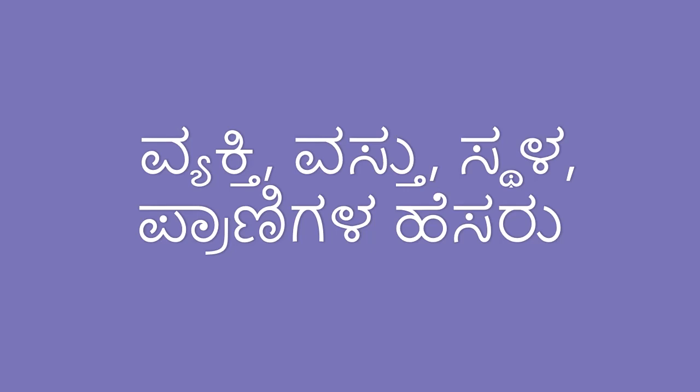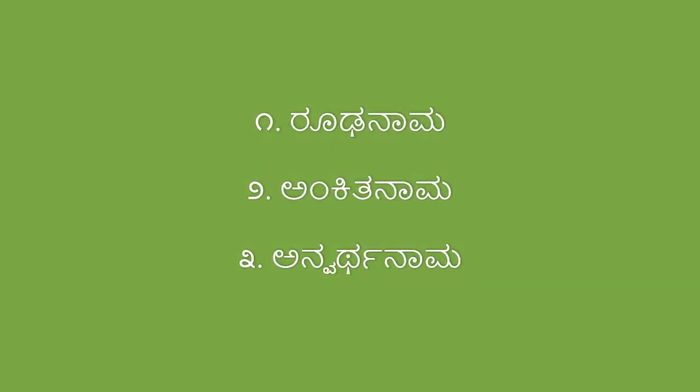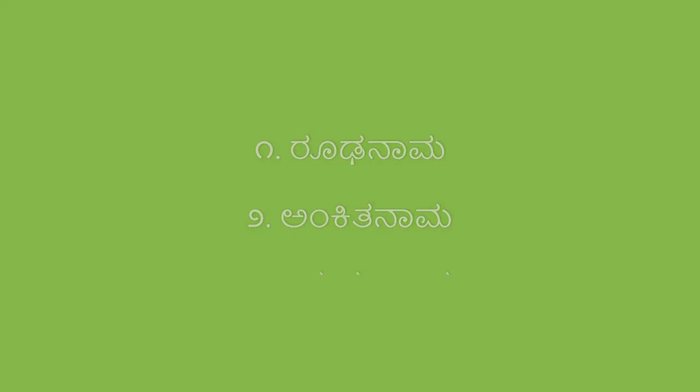So, you know the examples for Namapada, nouns. You can give many names. Namapada is again classified into three types. Namapadavannu mooru vidagalagi vingadisalagide. Adu yavuvu? We'll see what they are. They are Rudha Nama, Ankita Nama, Anvartha Nama. Let's see one by one.